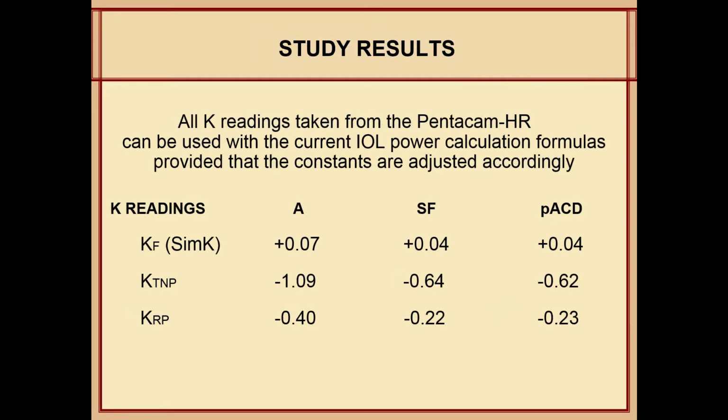So the bottom line really is, none of you is probably going to use these values to do IOL power calculations, but if people are to do some studies on that, if you are using the SIM-K, you just add 0.07 to the A constant. If you are using the true net power, you subtract almost a diopter, 1, from the A constant. And for the refractive power, we subtract 0.40 from the A constant.